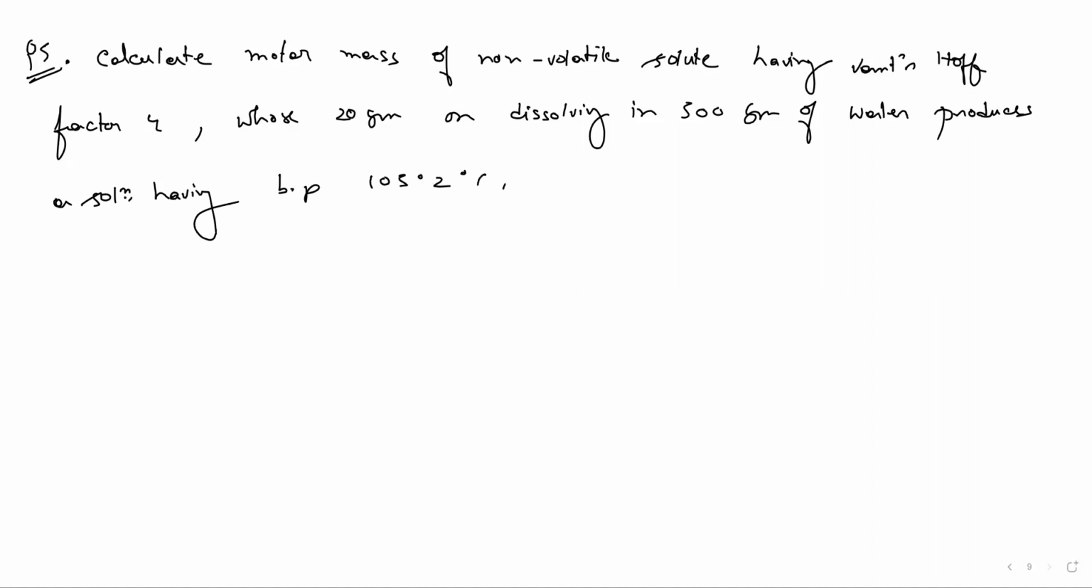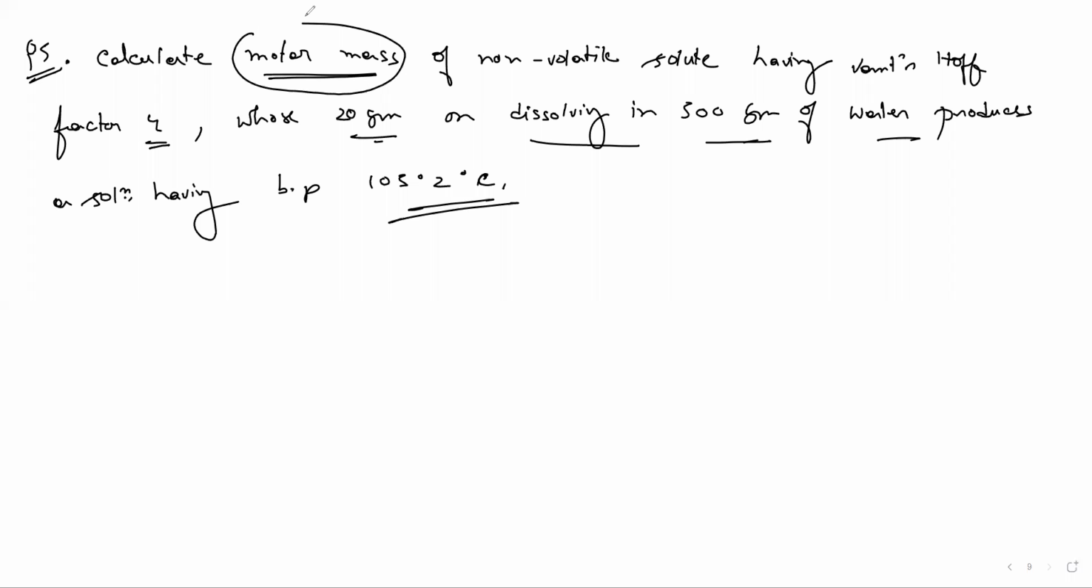In this case, you have to calculate the molar mass of a non-volatile solute, Van't Hoff factor is 4, 20 gram dissolved in 500 gram of water, and the solution having boiling point this one. So find out the molar mass. Quickly, I am giving you 2 minutes time.